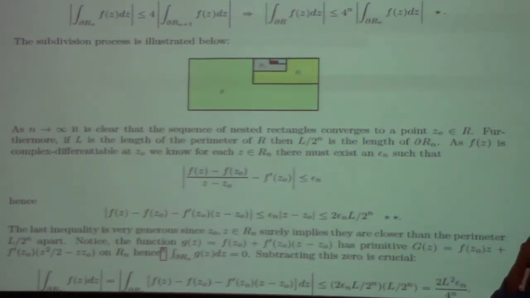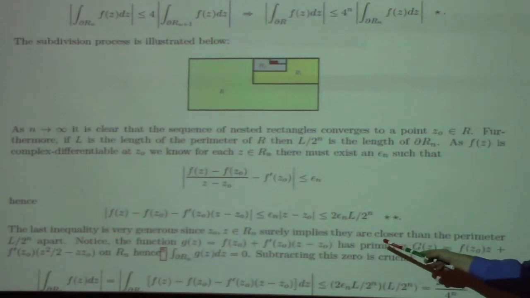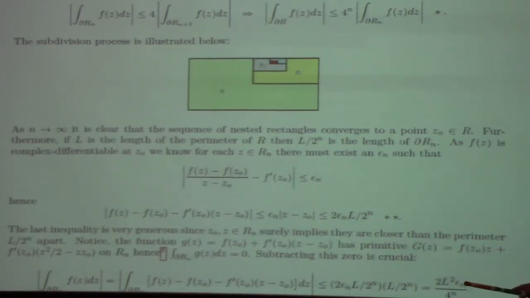times the length of the perimeter of the nth rectangle. Surely z and z naught, if they're both within the nth rectangle, are not further than the perimeter apart. So I feel like I can remove that too. Anyway, this is what I say, surely. I think that 2 is a typo, all right?